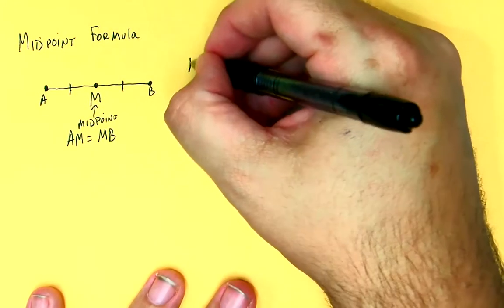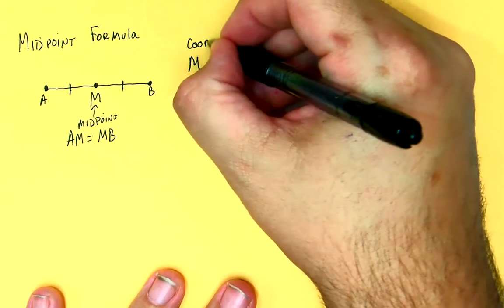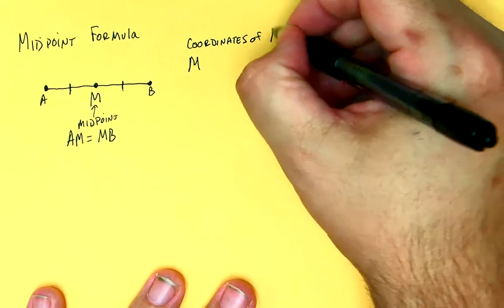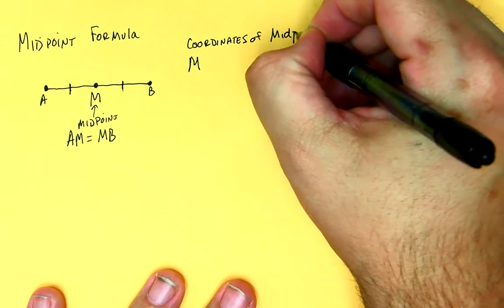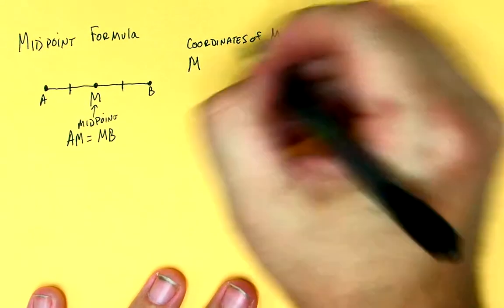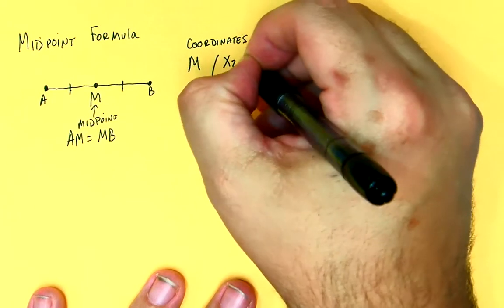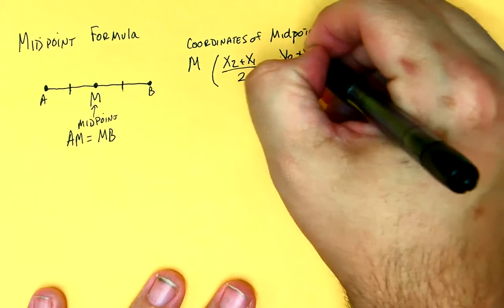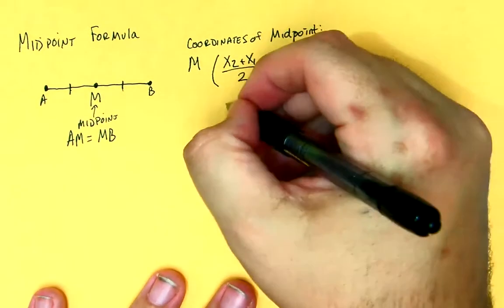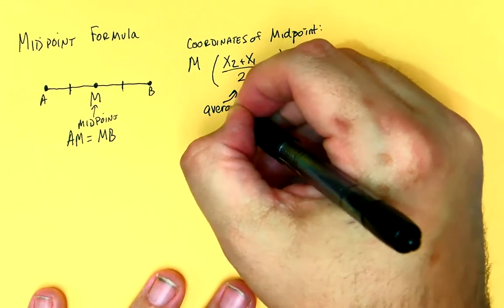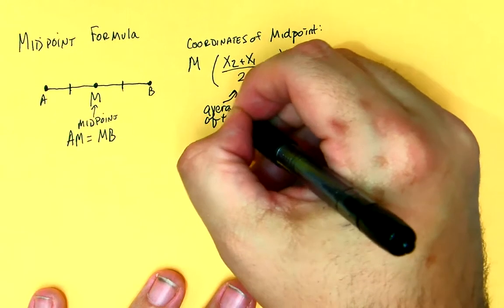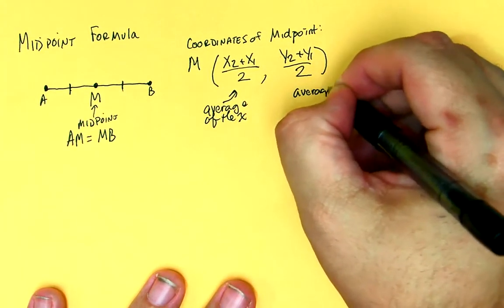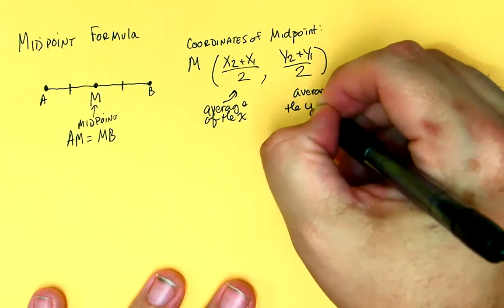Now, the coordinate of the midpoint is the following: x2 plus x1 divided by 2, y2 plus y1 divided by 2. It's the average of the x's and the average of the y's.